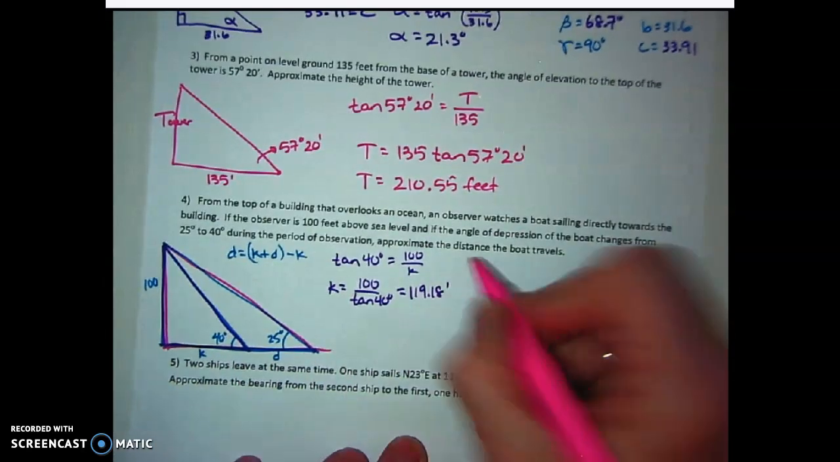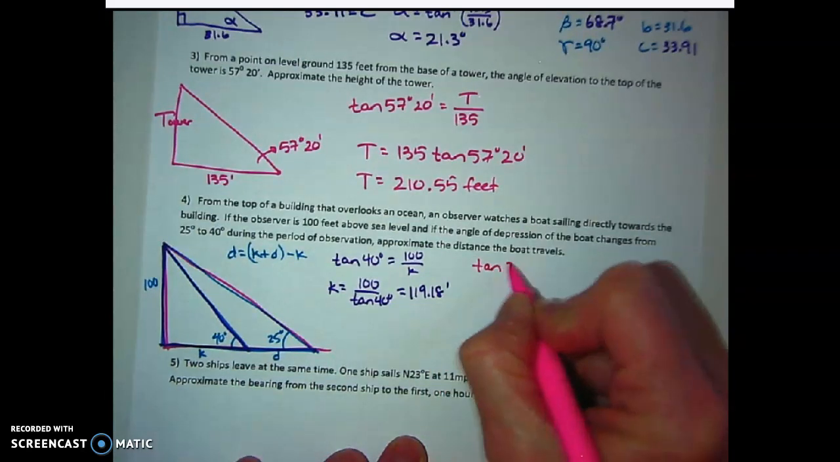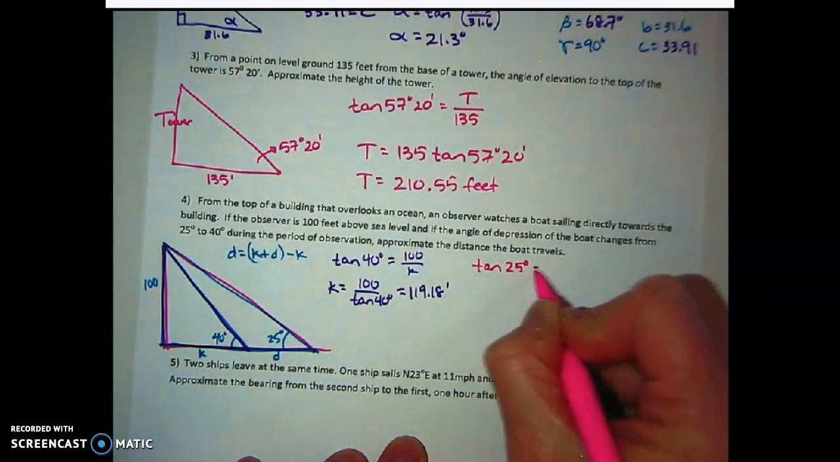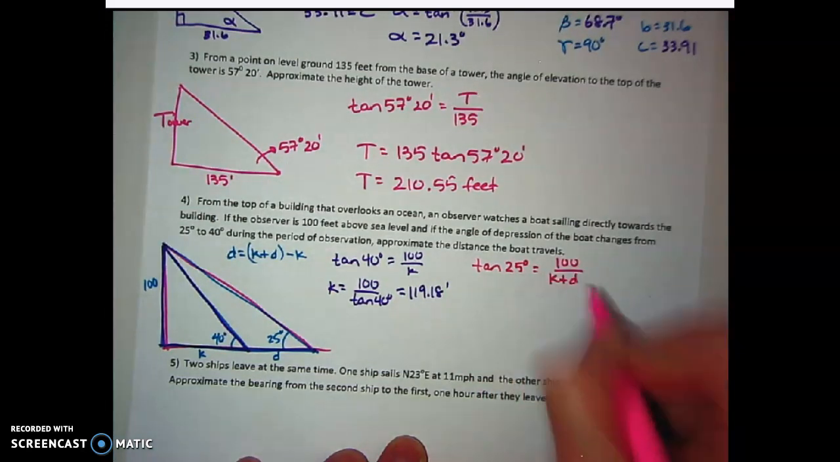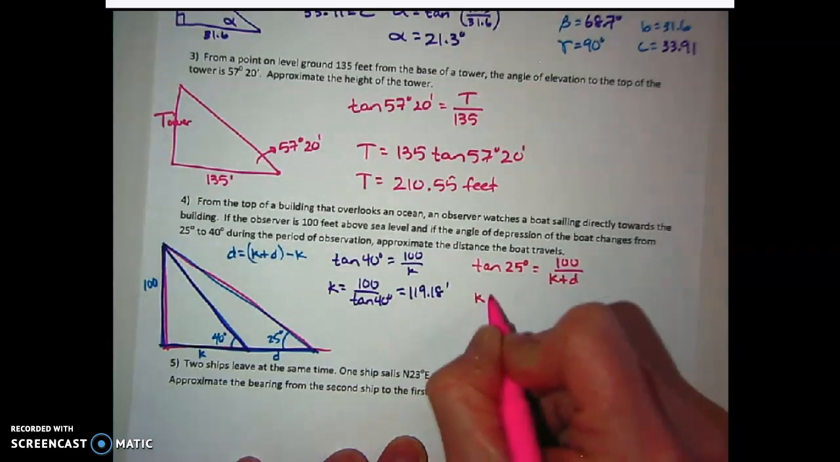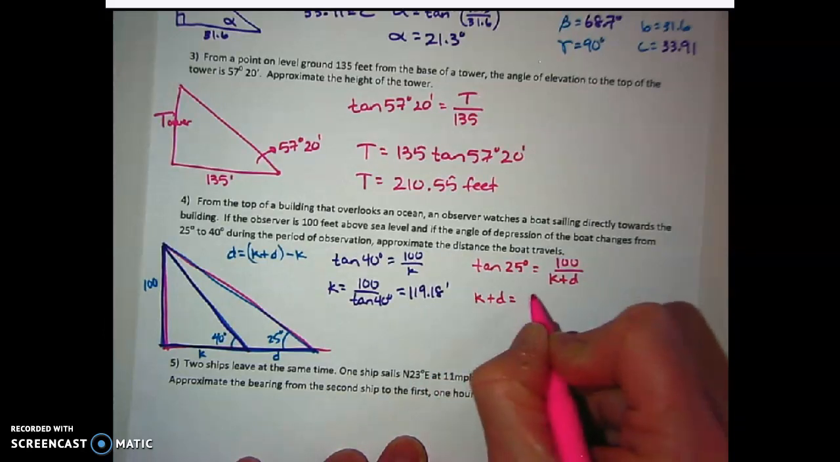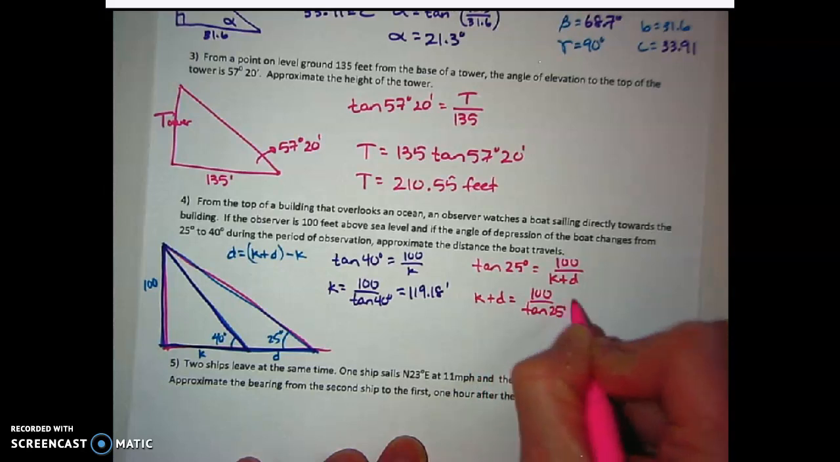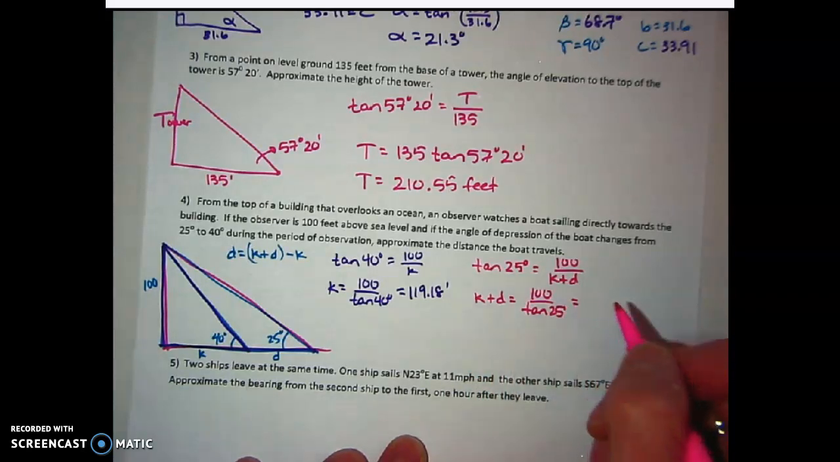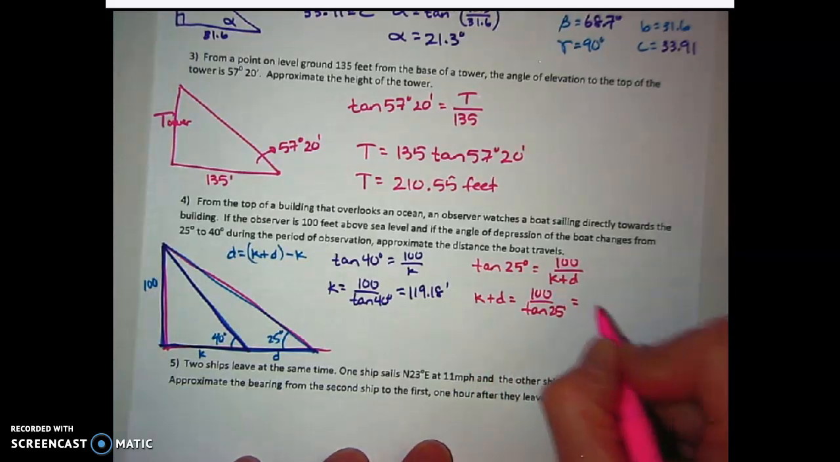Now let's look at this bigger triangle. And I'm going to do a similar thing, except now I have the tangent of 25 degrees is 100 over K plus D. When I do the same thing, I get that K plus D equals 100 divided by the tangent of 25 degrees. Plugging that into my handy-dandy calculator, K plus D equals 214.45 feet.